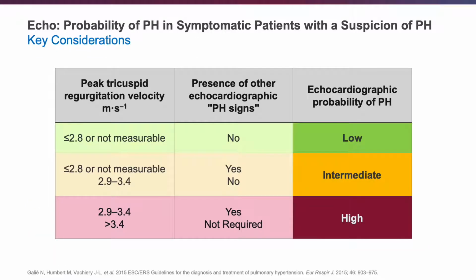So how do we use the echo with the most effectiveness? We look at the echocardiogram and we look at multiple parameters, and we put that all together to determine if the patient is likely to have pulmonary hypertension. We look at the TR jet velocity. Is it normal? Is it intermediately elevated, or is it significantly elevated? And we put that together with echocardiographic features of pulmonary hypertension to determine, is the patient low or intermediate or high risk for PAH or PH in general?